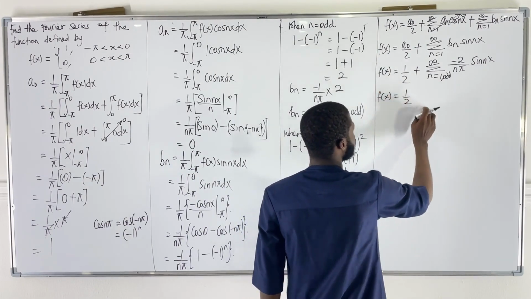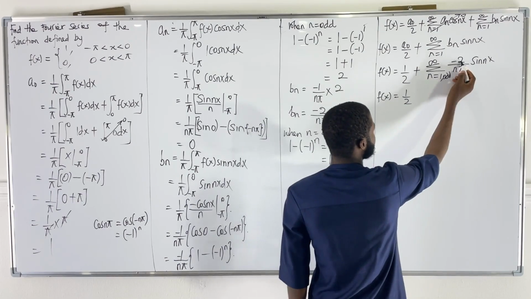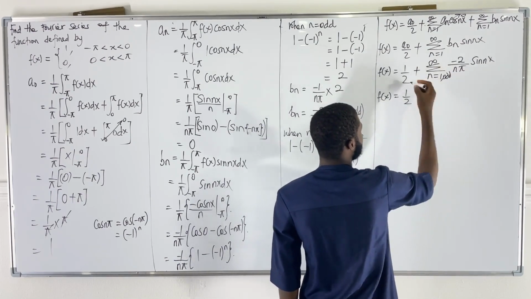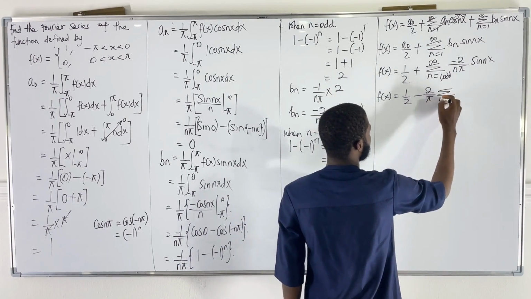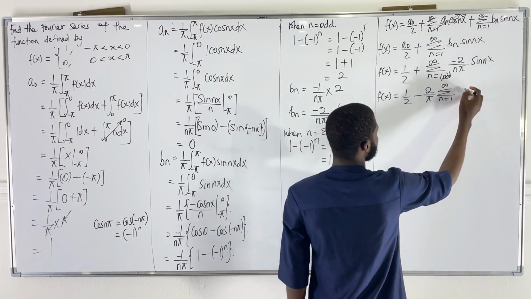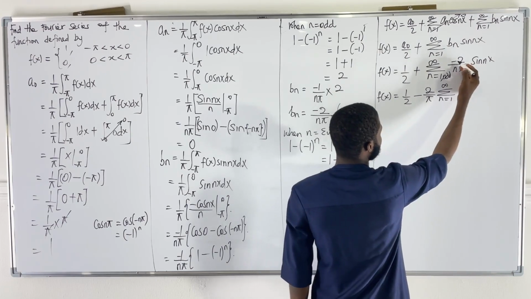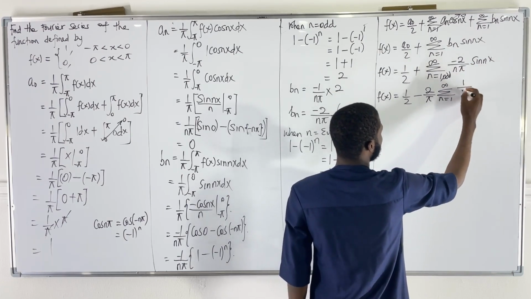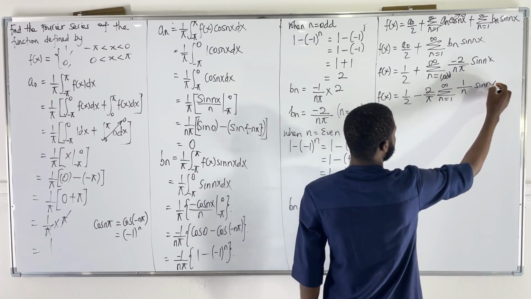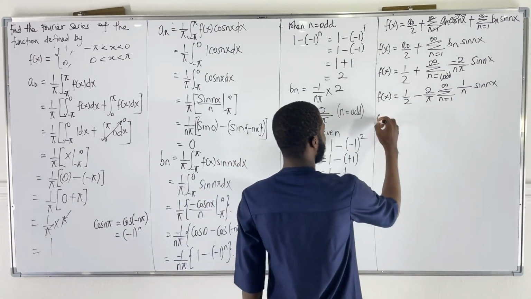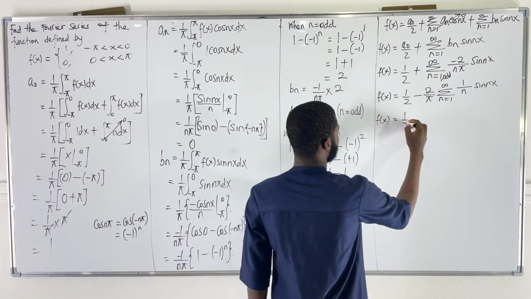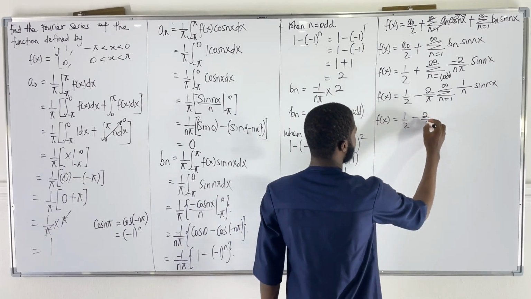So this is 1 over 2. The minus 2 is a constant. The over pi is a constant. So I can bring it out to become minus 2 over pi. Then the sum from n equal to 1 to infinity. What will be left if this minus 2 goes? We're going to have 1 over n sine nx. So this will become f of x equal 1 over 2 minus 2 over pi.